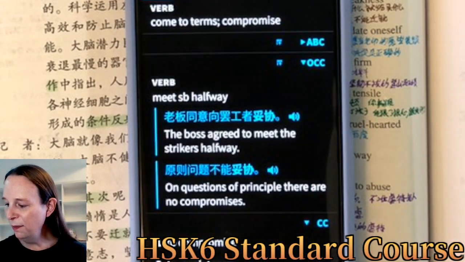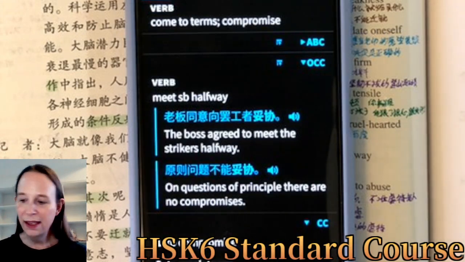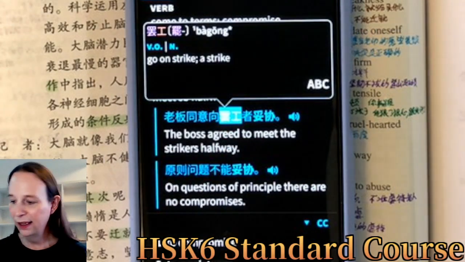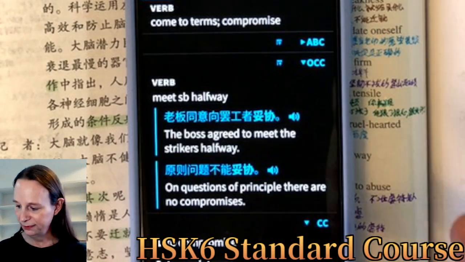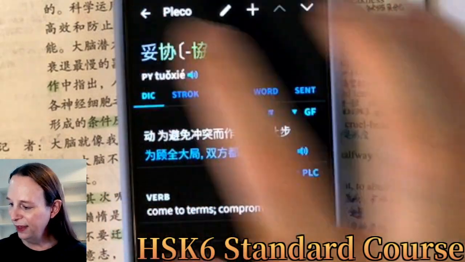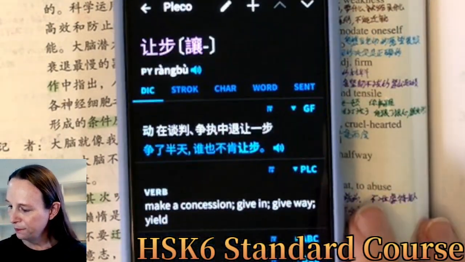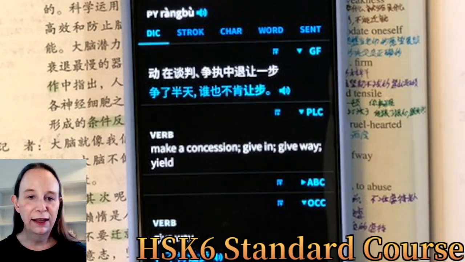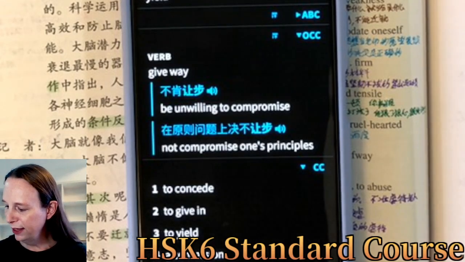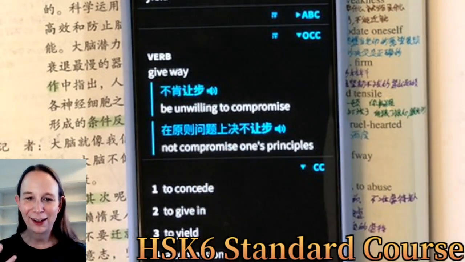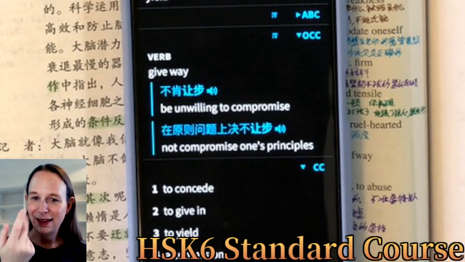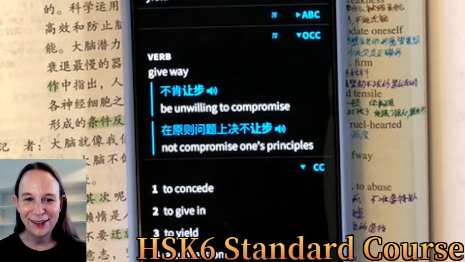妥协. 老板同意向罢工者妥协. So the boss agrees to the striking workers, 罢工, to go on strike. 罢工者妥协. 原则问题不能妥协. Yeah. This one's a reasonable choice. And the other one is 让步. 在谈判争执中推让一步. Yeah, 争执. 不肯让步. 在原则问题上绝不让步. Again, 原则, principles. You should not compromise on principle, but you can use all three of those words: 妥协, 让步, 迁就.